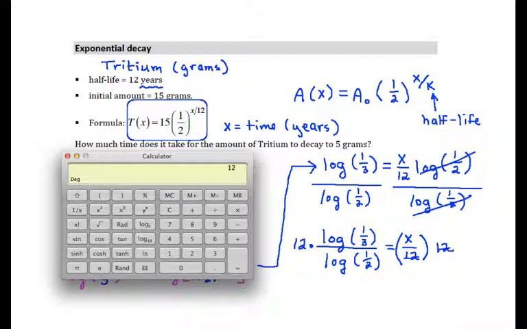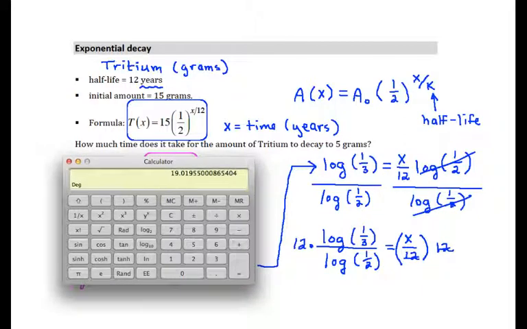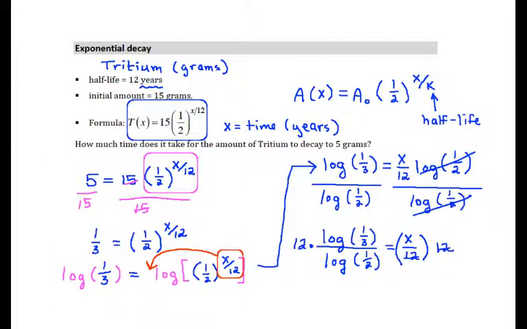So 12 times 1/3 log, let's start that over again. 1/3 log times 12 divided by, let's say, 0.5 log is equal to 19.019. So let's say 19.0. And again, this is in units of years. So we're going to say 19.0 years.